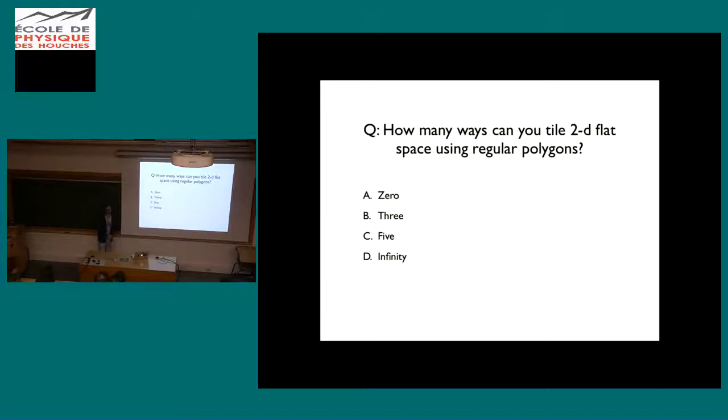Yeah, people who don't know the answer. So you're just using a single regular polygon, something like a square or an octagon or whatever.